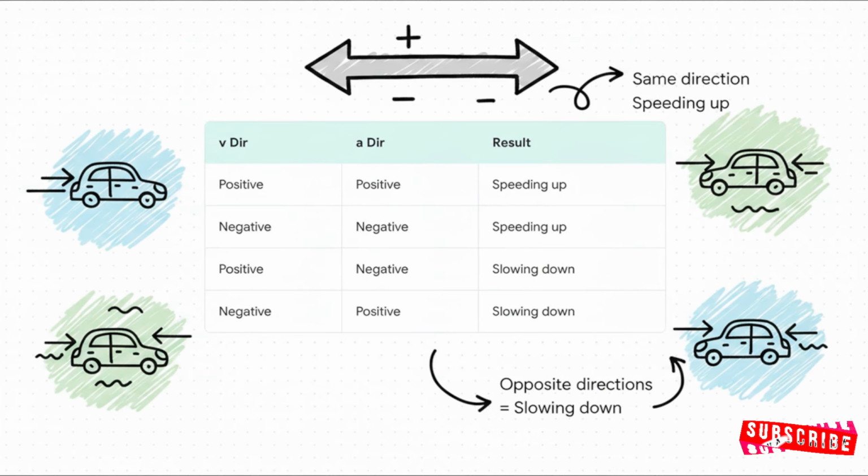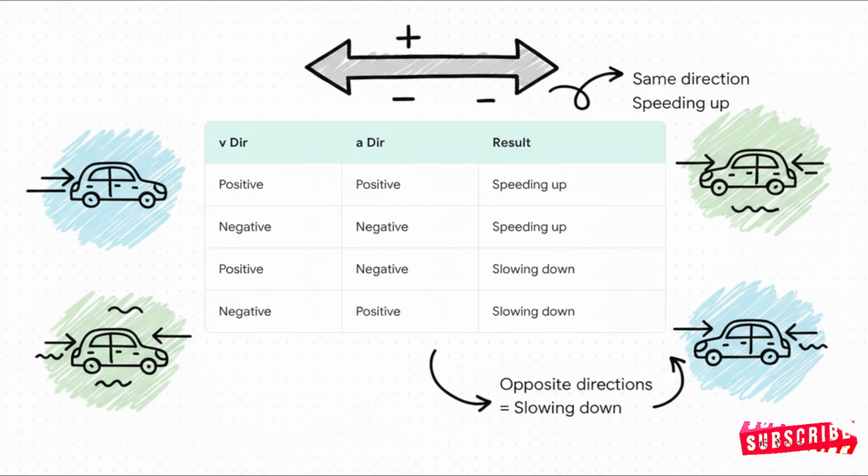Now here is a massive misconception. A negative acceleration does not automatically mean you are slowing down. Seriously. If your car is moving in reverse, so in the negative direction, and your acceleration is also negative, you are actually speeding up in reverse. The ultimate rule of thumb is just this.